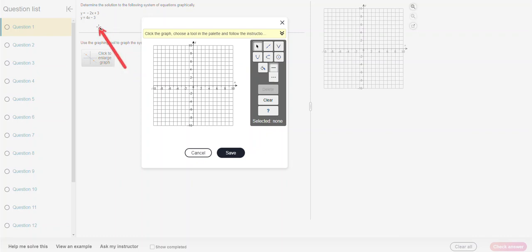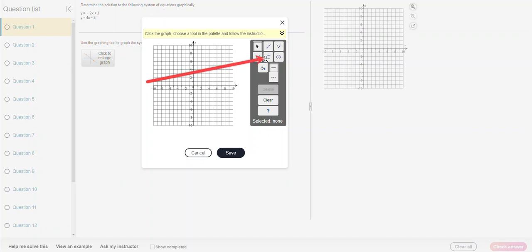You have to notice that these equations here are linear equations, so their graphs are going to be lines. So the tool you're going to use will be the one that looks like a line. This one here is absolute value, the one I'm pointing to, the one that looks like a V. And then this one here, the one that looks like a U, is a parabola.